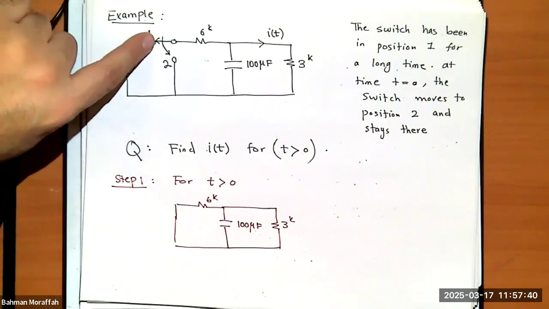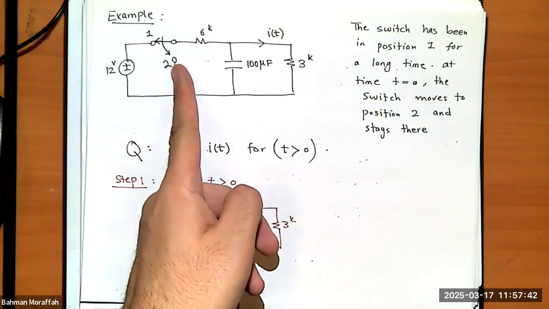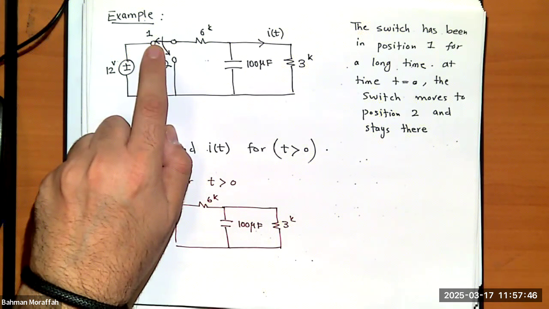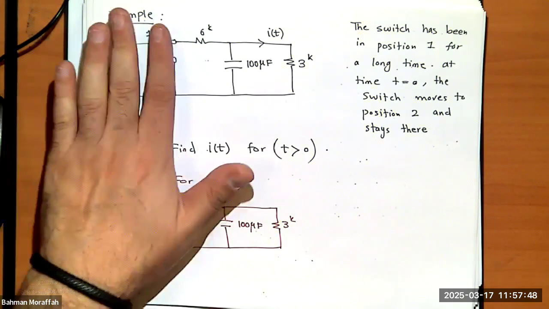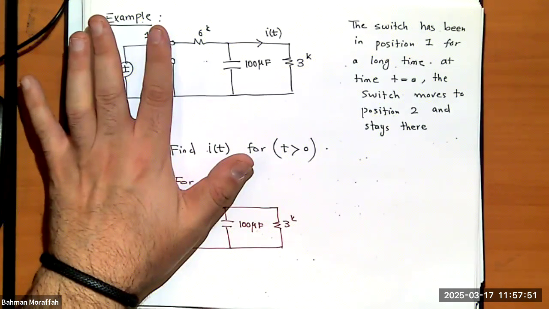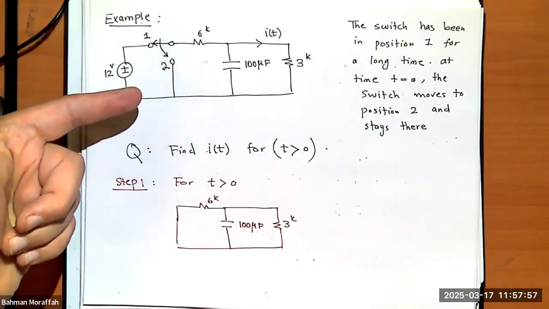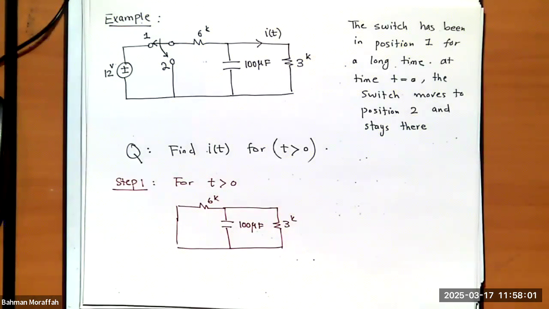Remember, at time greater than 0, I'm in position 2, which means this is open. And if this is open, it means this portion of the circuit is gone. The 12 cannot be in parallel with the wire, because voltage across the wire is 0. So this is my circuit for time greater than 0. You all with me? Everybody see it?